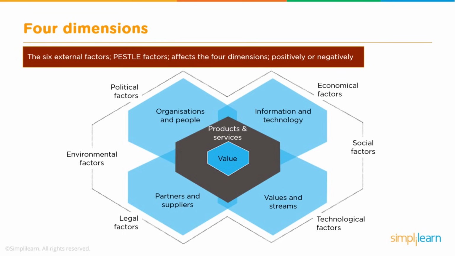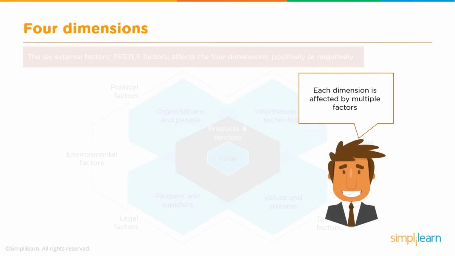So every service has these four dimensions, and consideration of these four dimensions is essential while strategizing, designing, transitioning, delivering and supporting a service throughout its life cycle. All these four dimensions are impacted by six external factors. These six external factors can also be called PESTLE factors, which are political, economic, social, technological, legal, and environmental factors. Further, each dimension, as I mentioned, is affected by multiple factors, and we saw that.